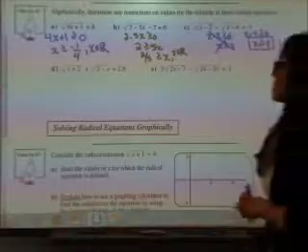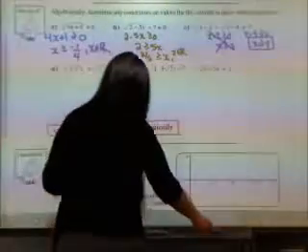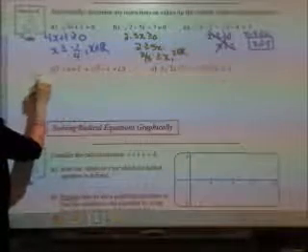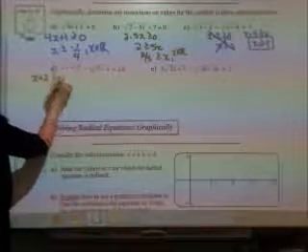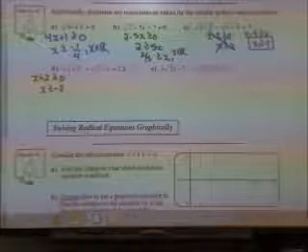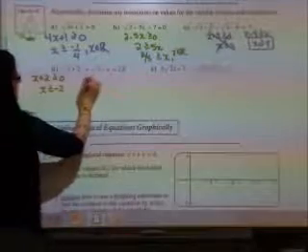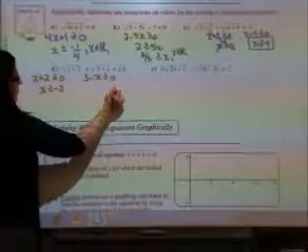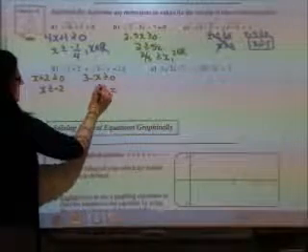So if I look at D, I have x plus 2 has to be greater than or equal to 0, which means x has to be greater than or equal to negative 2. And then 3 minus x greater than or equal to 0. Move the x to the other side. And I get that x has to be less than or equal to 3.